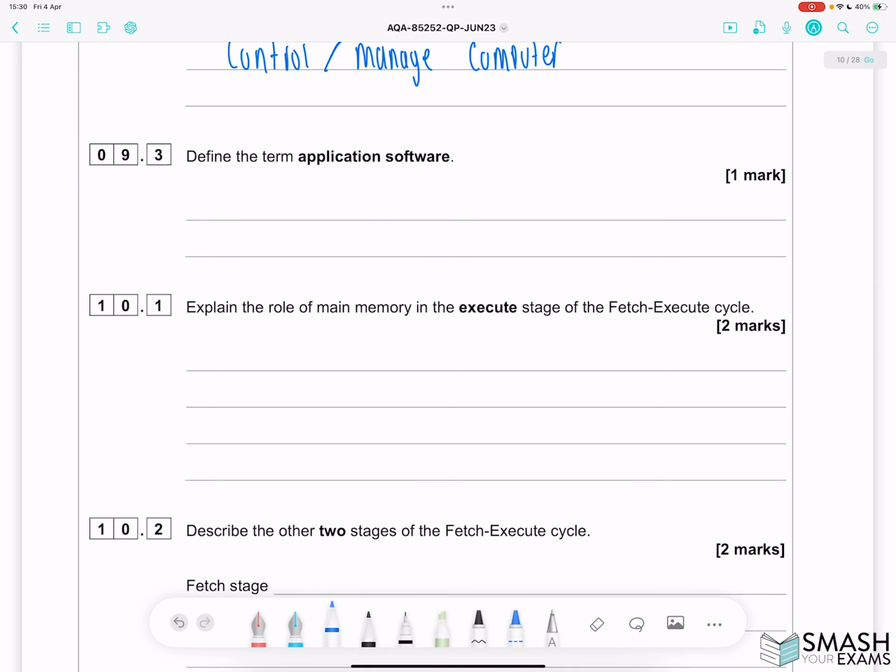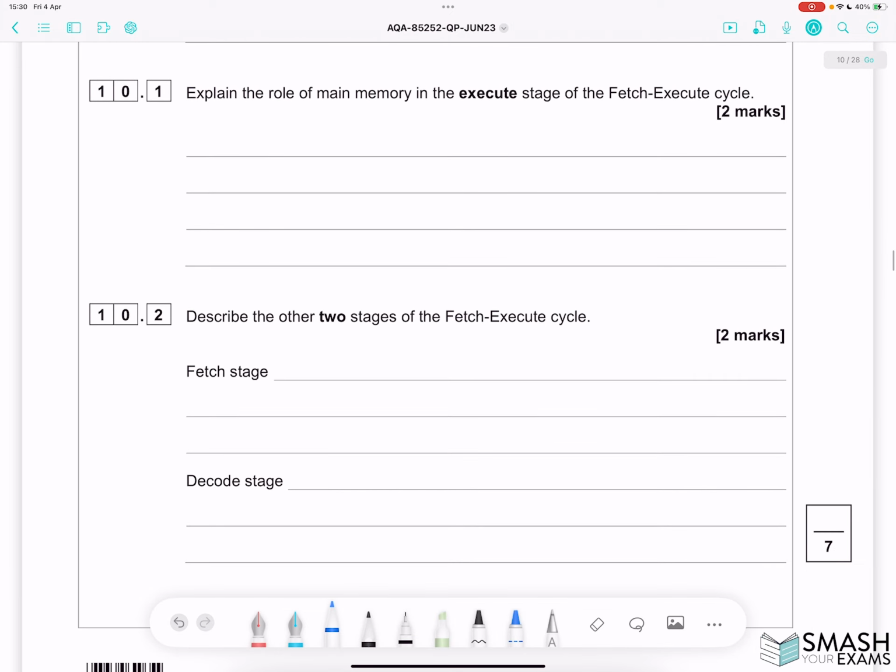The follow-up question on what is application software, can we define the term application software? We would say that that is software which is predominantly based for end user tasks. Okay, again, it's not asking us for an example, but if we were to give an example, we're thinking about things like word processing software. We're talking about things such as web browsers and email software and things like that. That's our application software.